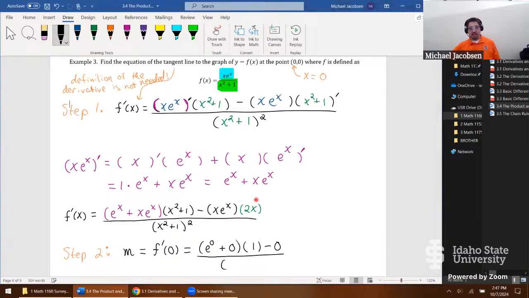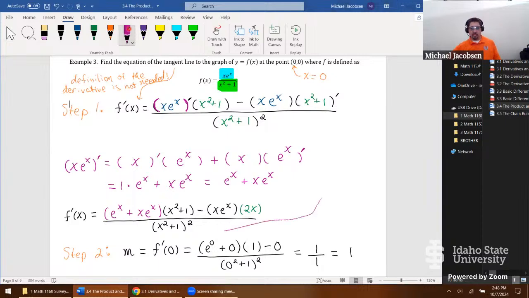Then the denominator is 0 squared plus 1 squared. So we plugged a 0 there. But that's just a glorified number 1 exactly. Back over here, when we start to simplify this, e to the power of 0 is a 1. So we get 1 plus 0 times 1. That's just a 1 in the numerator. A 1 in the denominator. So finally, it tells us our slope is 1 altogether.